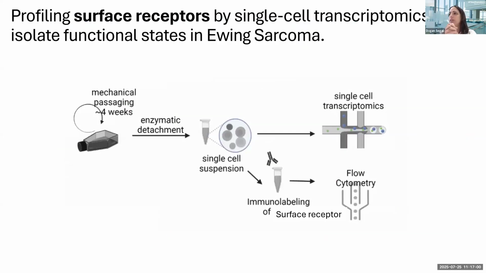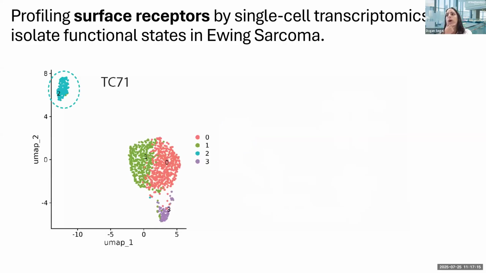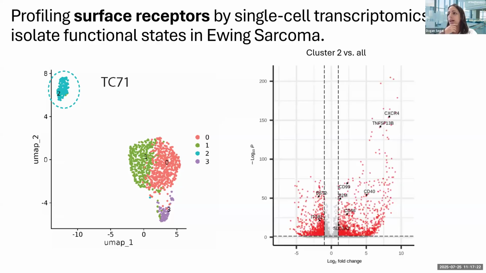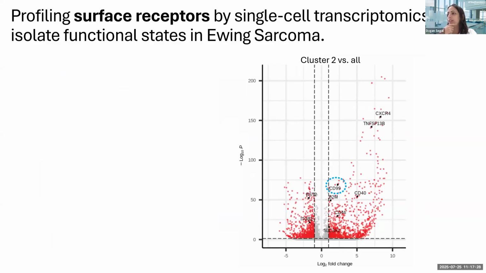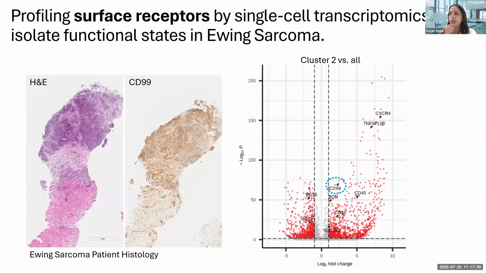So for that, just as a starting point, we went to single-cell transcriptomics to look for distinct Ewing sarcoma cell states with an eye specifically for surface receptors that we could target for flow cytometry to isolate and characterize distinct cell states. And that proved to be a quite productive starting point. We were able to identify a transcriptionally distinct cluster in Ewing sarcoma cell lines with lots of differentially expressed surface receptors. And one that really caught our attention is this glycoprotein called CD99.